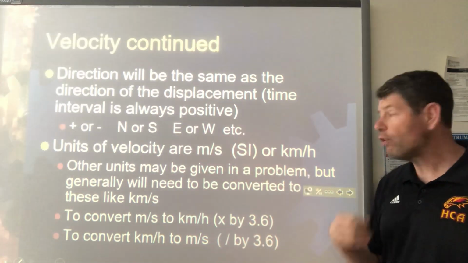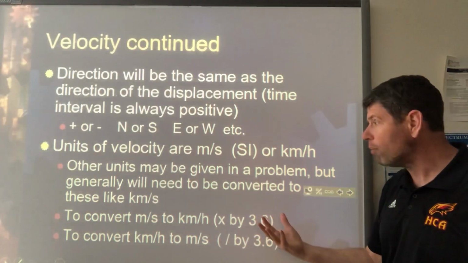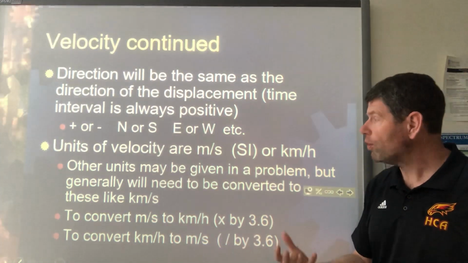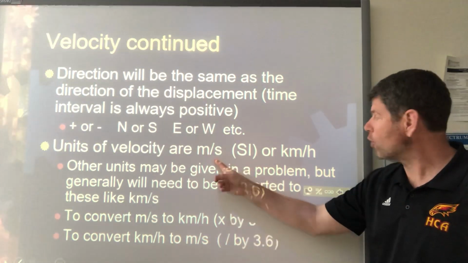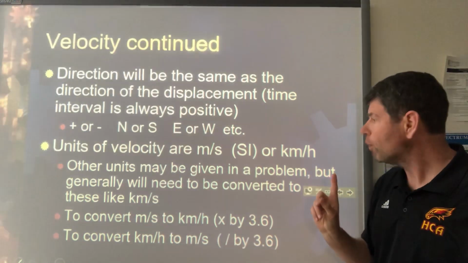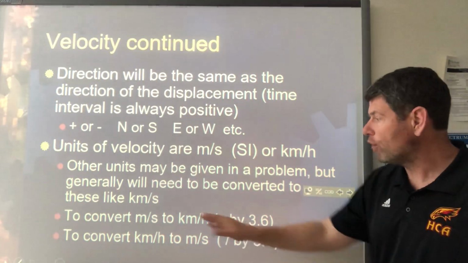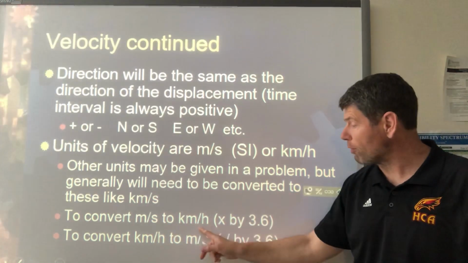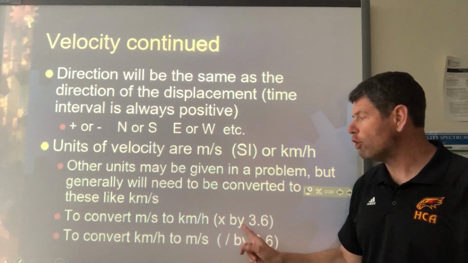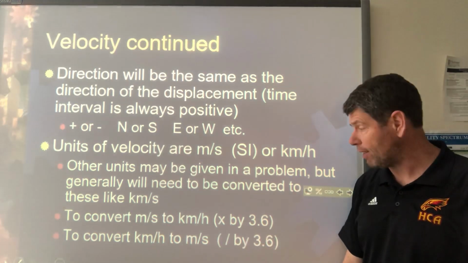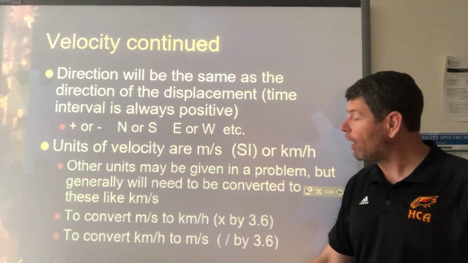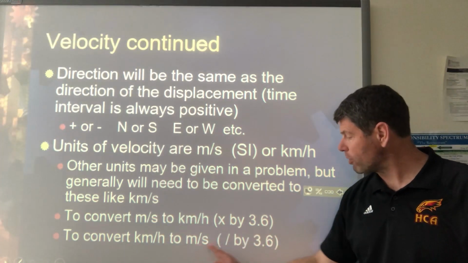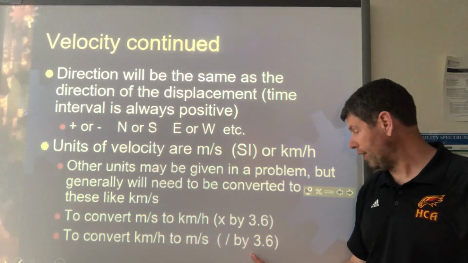Now our units for velocity in the metric system are either meters per second or kilometers per hour. Now other units may be given to you in a problem, and generally you will need to convert them so that they will end up being meters per second or kilometers per hour, right? So to convert, if we happen to want to convert from meters per second to kilometers per hour, you would multiply your meters per second by 3.6 to get your kilometers per hour. Consequently, if you were going to go backwards and go from kilometers per hour to meters per second, you want to divide by 3.6.